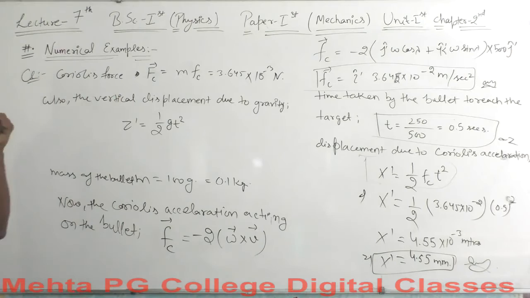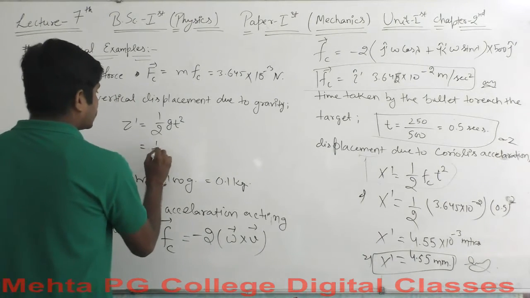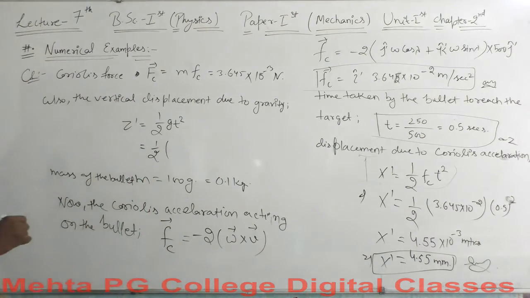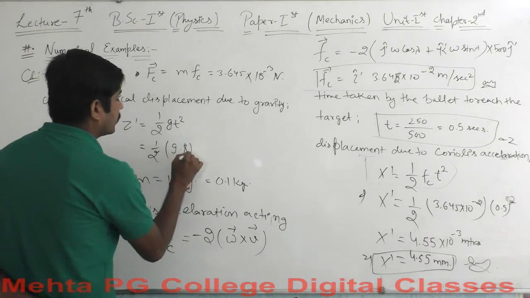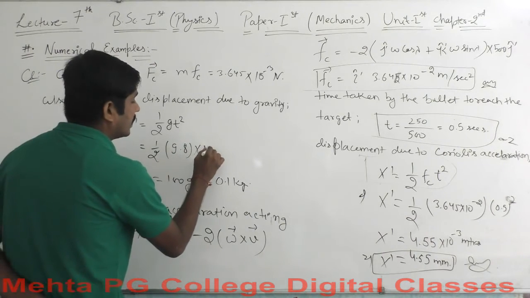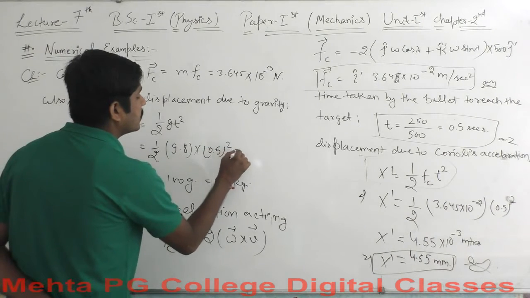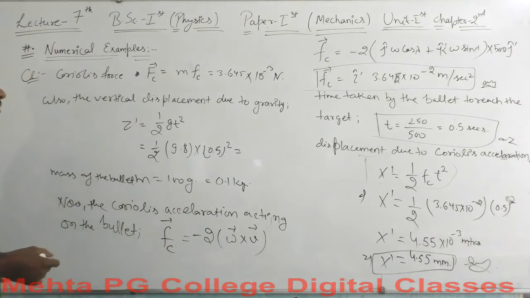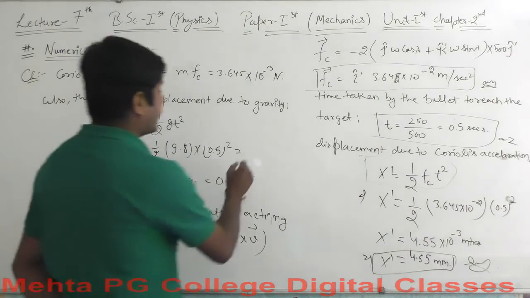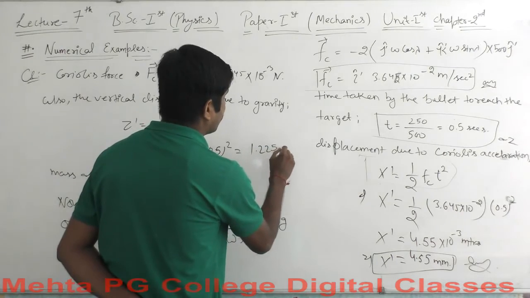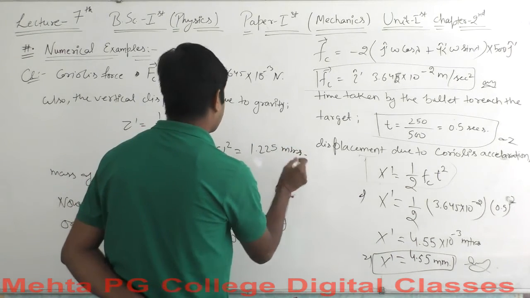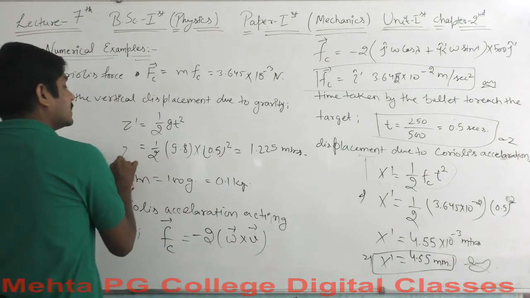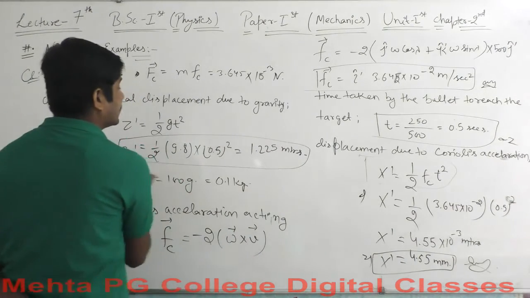This is the value of z dash. So what should be the value of z dash by now? This is 1 by 2, and the value of g is 9.8, into 0.5 square. So the value will be equals to, this is the z dash, and that is equals to 1.225 meters. Okay, so this will be the vertical displacement.